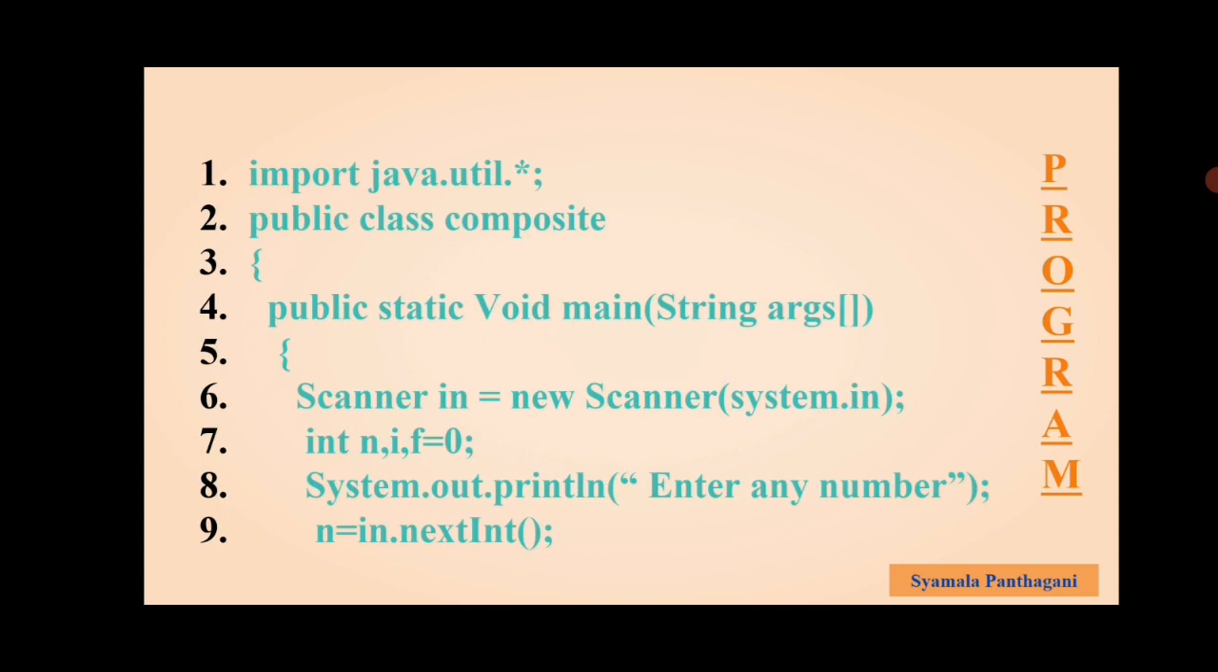Scanner in = new Scanner(System.in); In this statement, we are creating an object in for the class Scanner. Now, the next statement is int n, i, f = 0; We are initializing the variable f with 0, which means the initial value of f is 0.